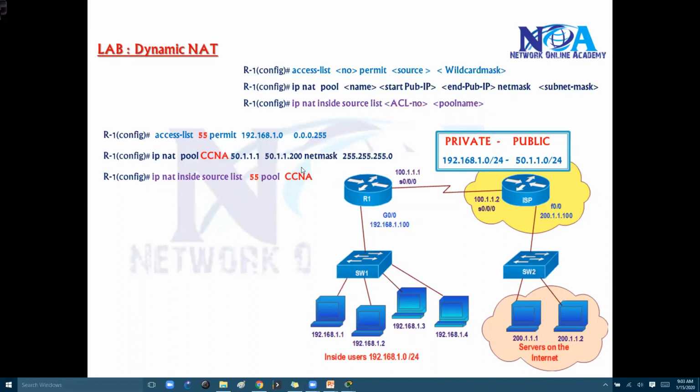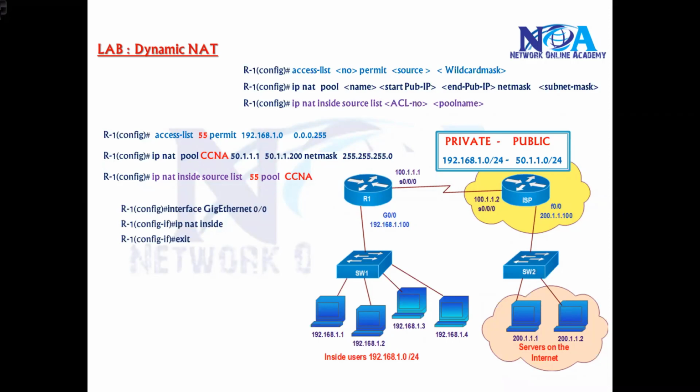Okay, so it's a complete 3-line configuration. The first step, we need to define the private IP range. In the second step, we need to define the public IP pool. And in the third line, we need to do mapping of the private IP to the public IP address, whatever is defined. And then the implementation is still the same.